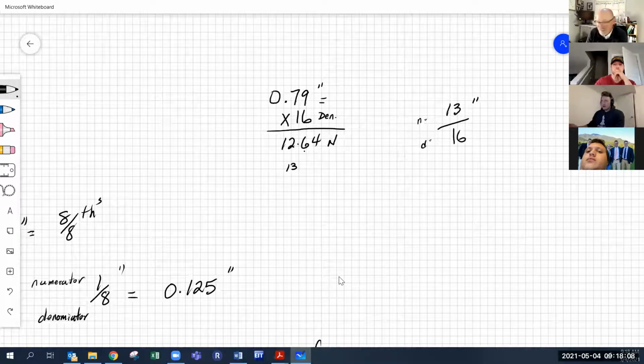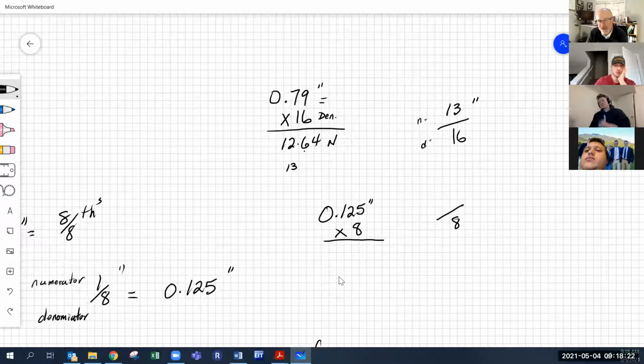Let's do another example. 0.125 inches, and I want it to the nearest eighth of an inch. I simply take that decimal of an inch, multiply by the denominator. The answer is my numerator. So 0.125 inches is equal to 1/8 of an inch. So that is a quick way of taking decimals of an inch and putting it into fraction form. Cool? Good? Yeah? All right, all right.